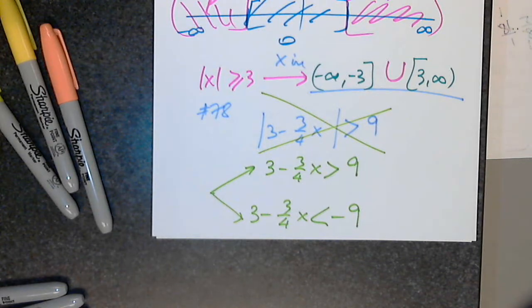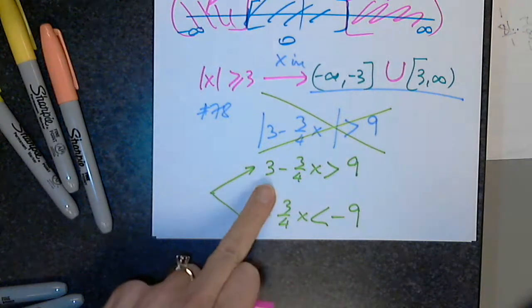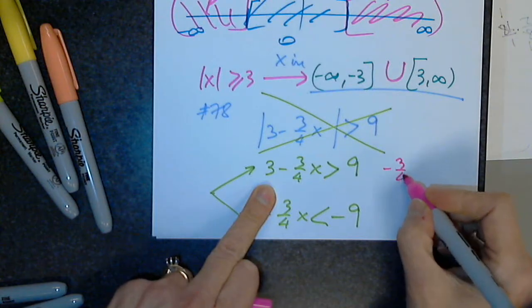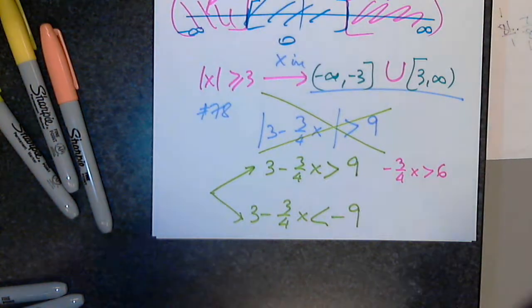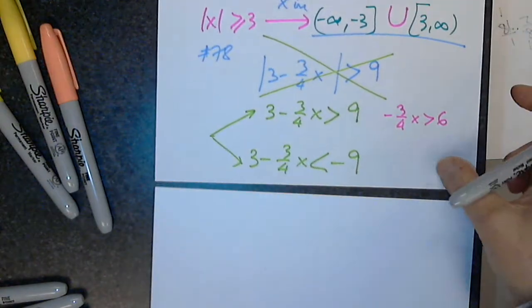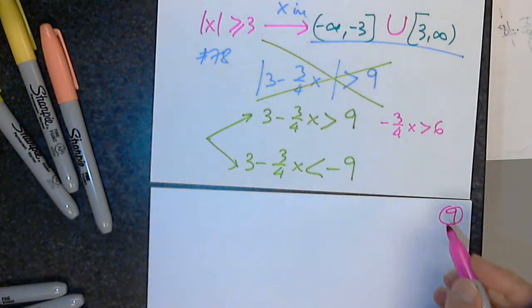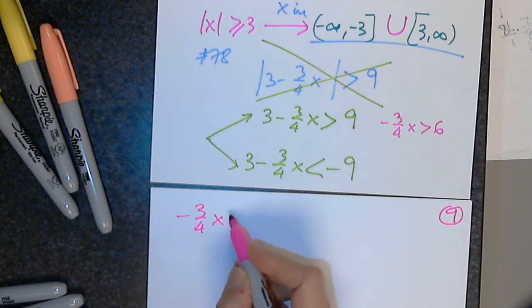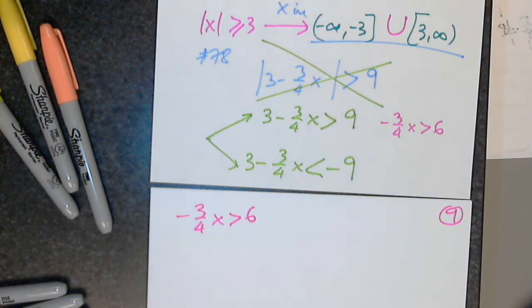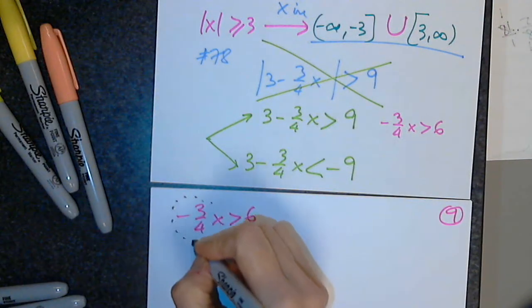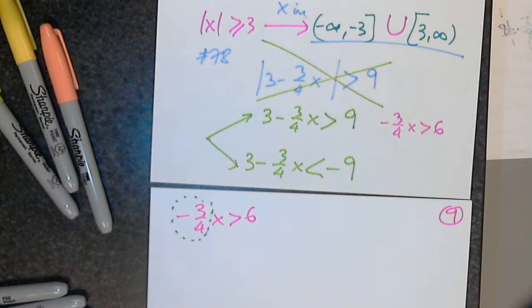Now this I can solve. I'm going to subtract 3 first. Negative 3/4 x greater than 6. How do I continue? How do I solve this inequality? I'm back to linear inequalities. What do I have to get rid of? Negative 3/4. How do I get rid of negative 3/4? What do I have to do to both sides? Multiply both sides by? But negative.